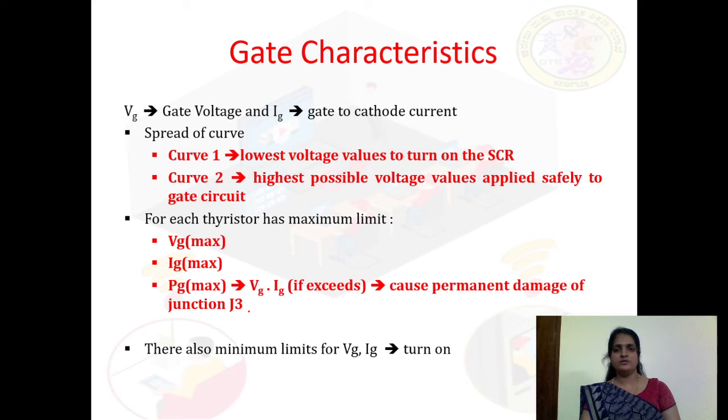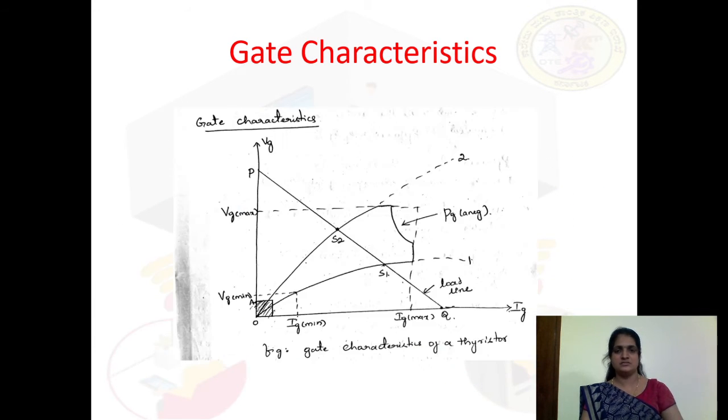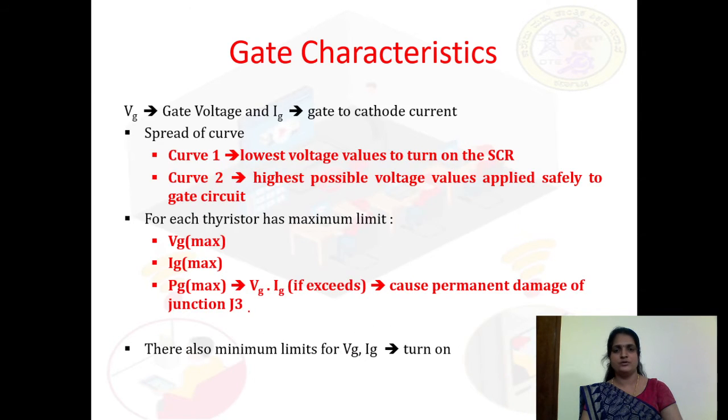If you think about curves 1 and 2, that is S1 and S2, where 1 is the lowest voltage value to turn on the SCR. This S1 indicates the lowest voltage required to turn on, and similarly 2 indicates the maximum voltage which is required to turn on the SCR. This is the highest possible voltage which can be applied safely to the gate.